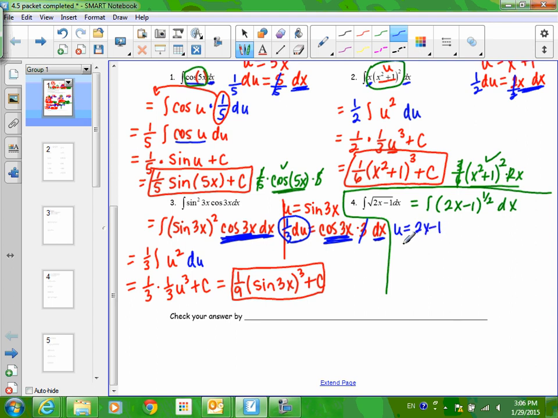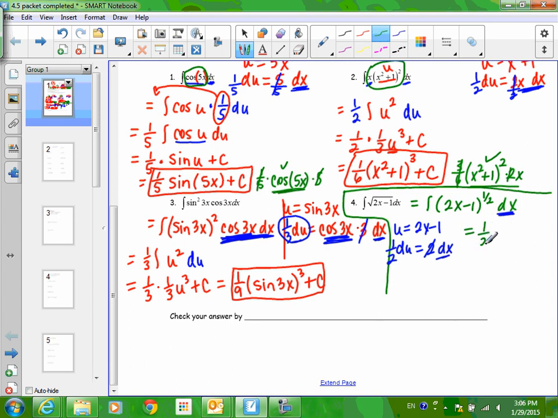2x minus 1. So then du equals 2 dx, right? If you look in your problem, you have a dx, that's good. You don't have a 2, so divide that over to the other side. So you start to see, okay, it was weird at first, but a lot of the same things happen from problem to problem. Okay, so back to this problem.